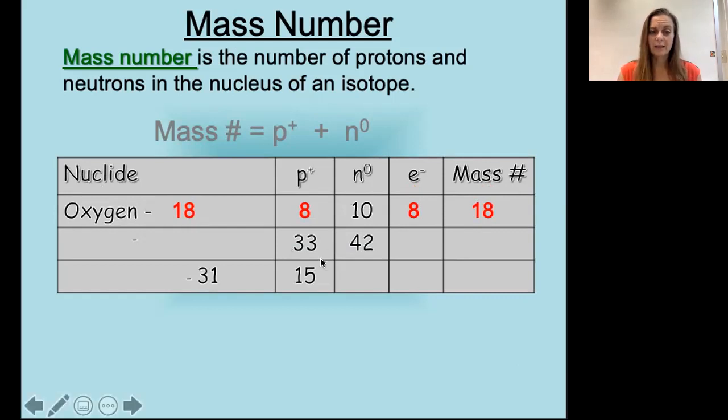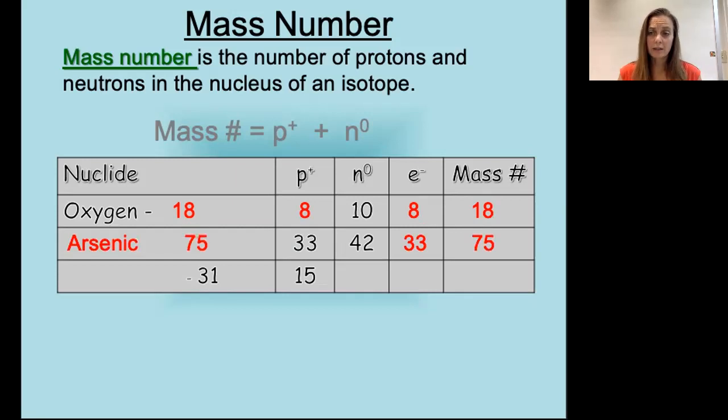If we look at our next element here in the table, we can see that we have 33 protons and 42 neutrons. So we look at our periodic table and we find the element with the atomic number of 33, and we find that it's arsenic. We have 33 protons. We must also have 33 electrons, and 33 plus 42 gives us a mass number of 75. So we're going to name this one arsenic 75.